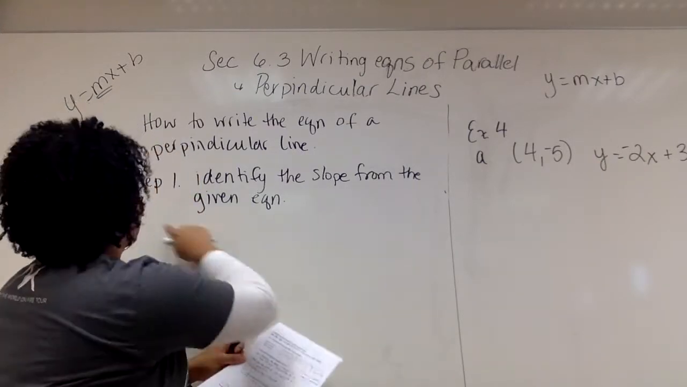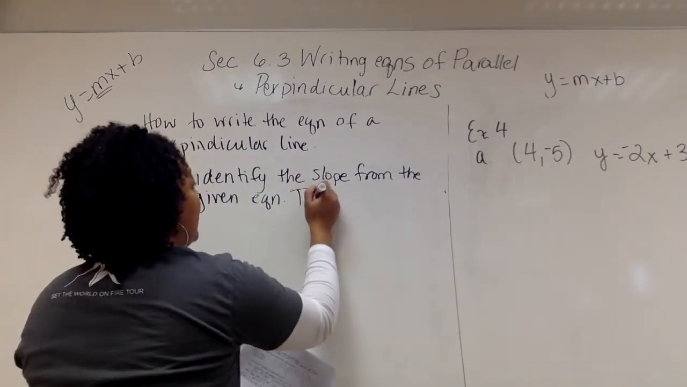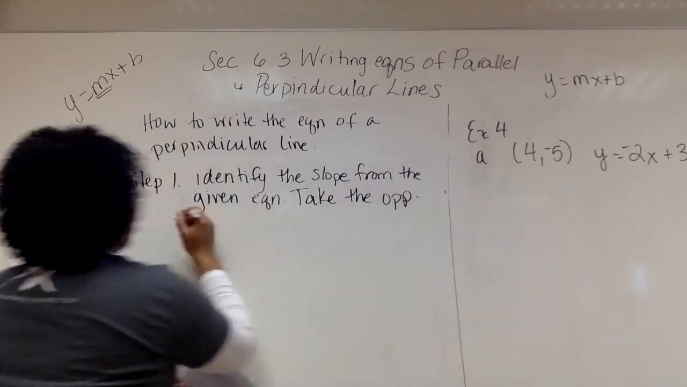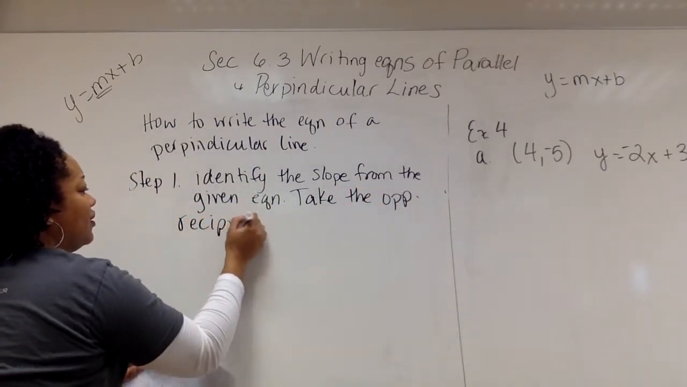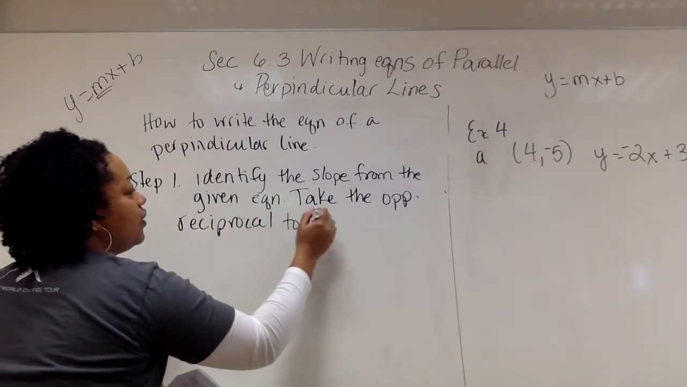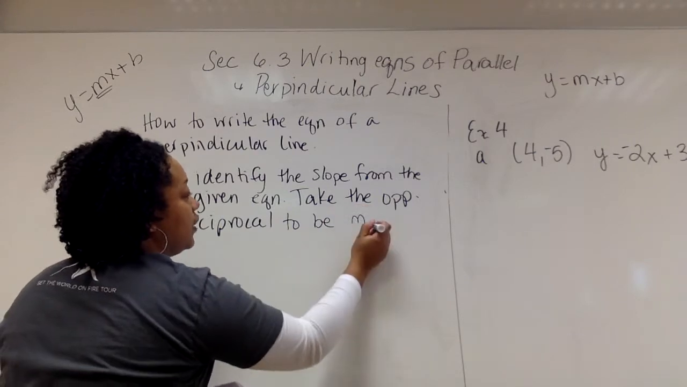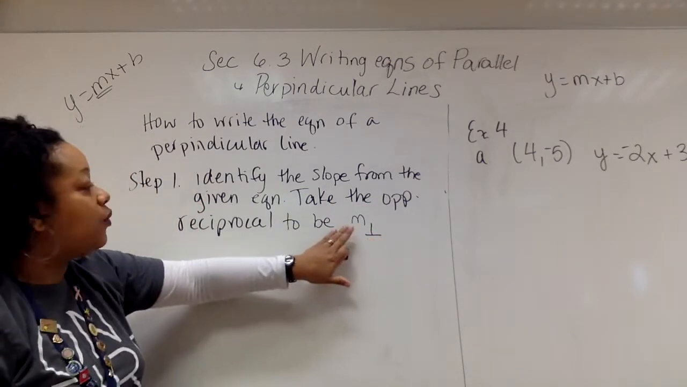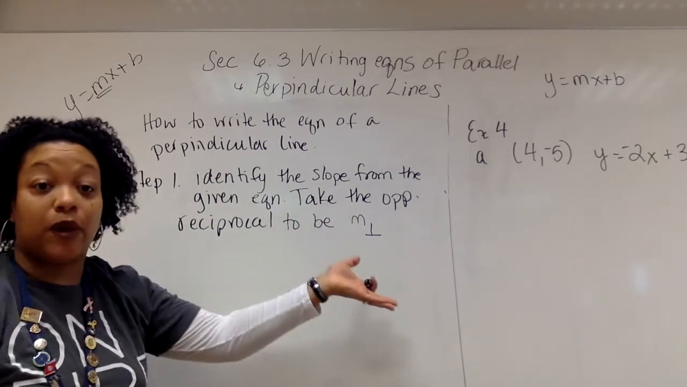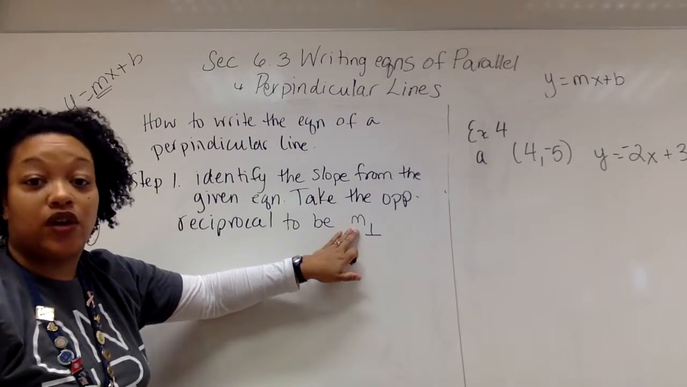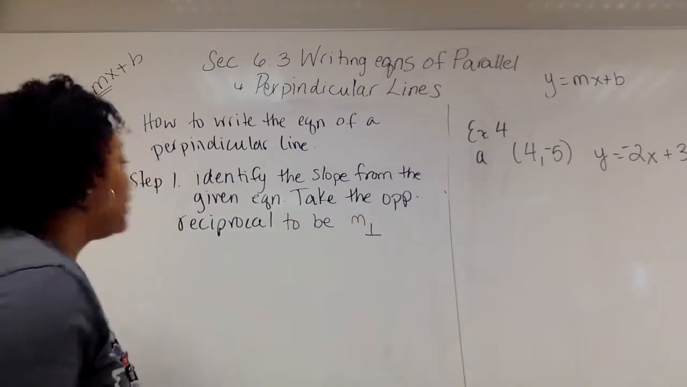So that's the next thing you're going to write here for step one. Take the opposite reciprocal to be your perpendicular slope, okay? See how I wrote that? There's your perpendicular symbol. When you see this, this means that's going to be your perpendicular slope, okay? So you take the opposite reciprocal, and then this is the number we're going to work with. Now, that's really the only difference.